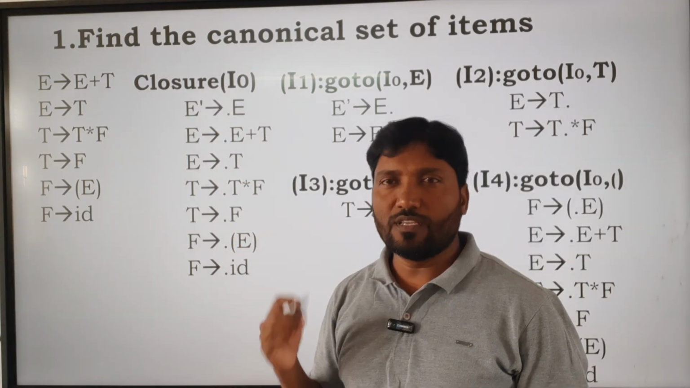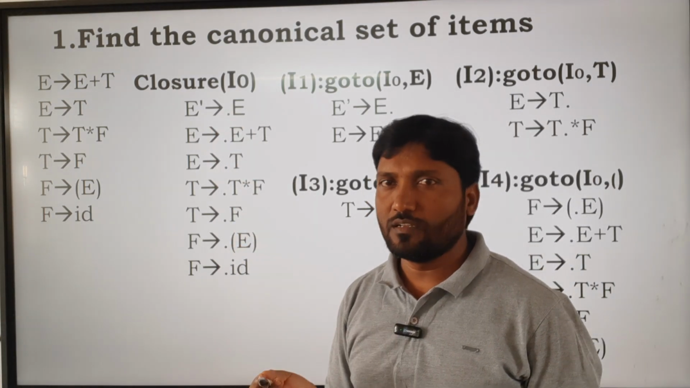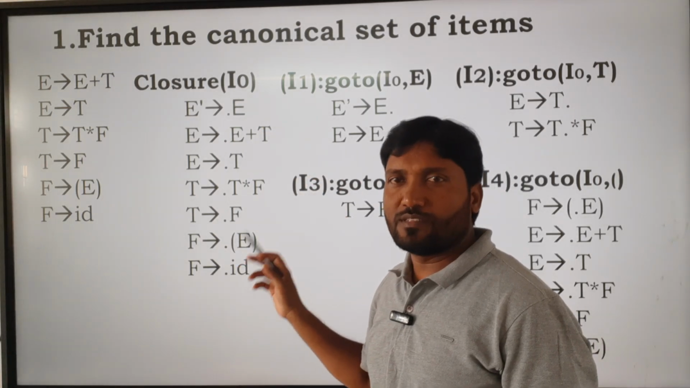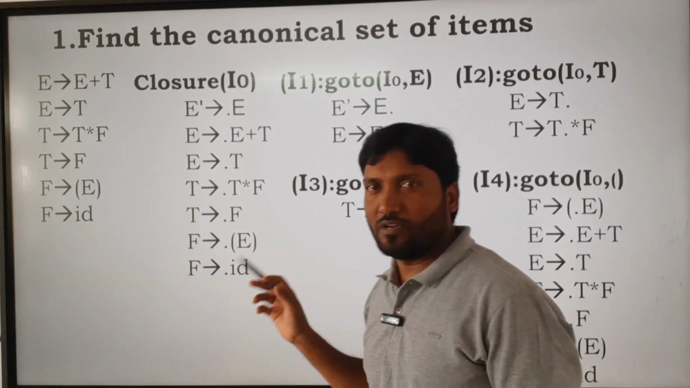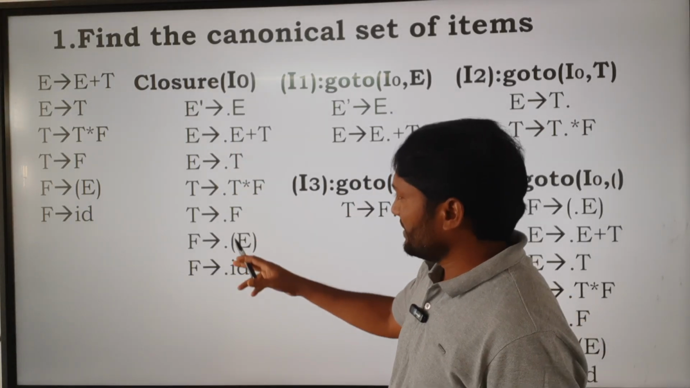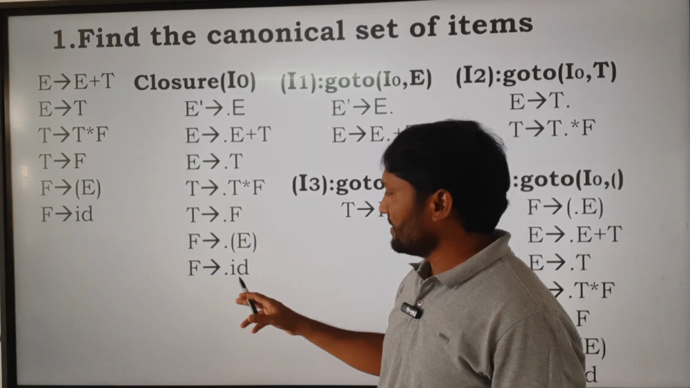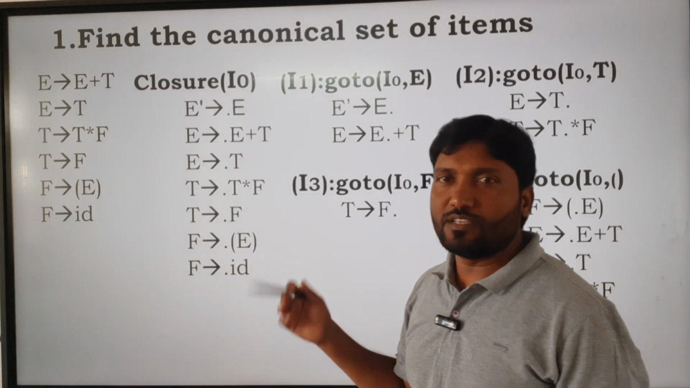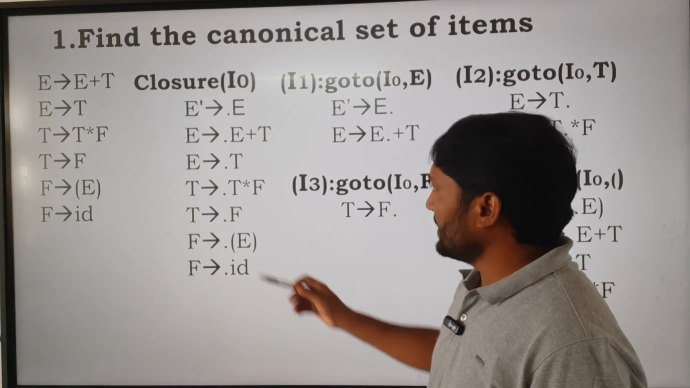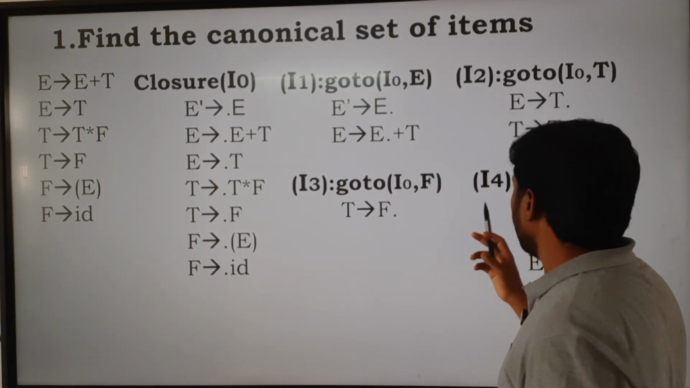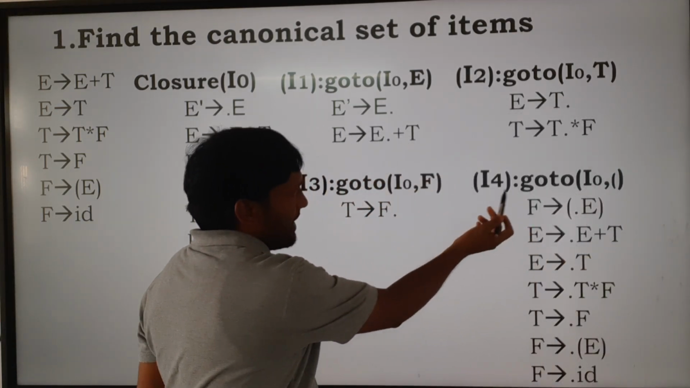In I0, is there any terminal symbol after the dot? Check the right-hand side: is there any terminal symbol after the dot in the closure of I0? Yes, there is the terminal symbol open bracket in the closure of I0, and there is ID. Check where it ends. That means 0 comma open bracket ends in I4. It is ended in I4.